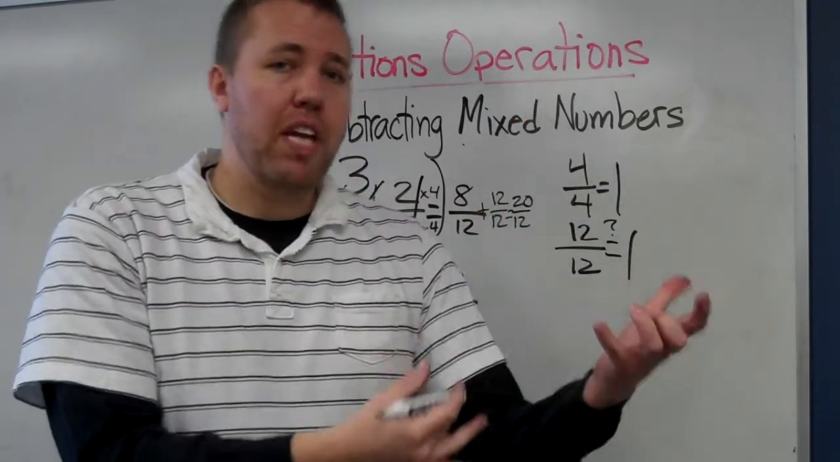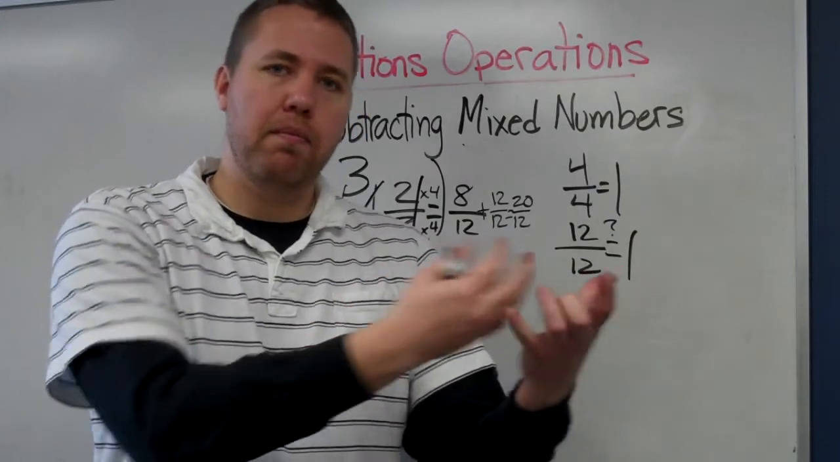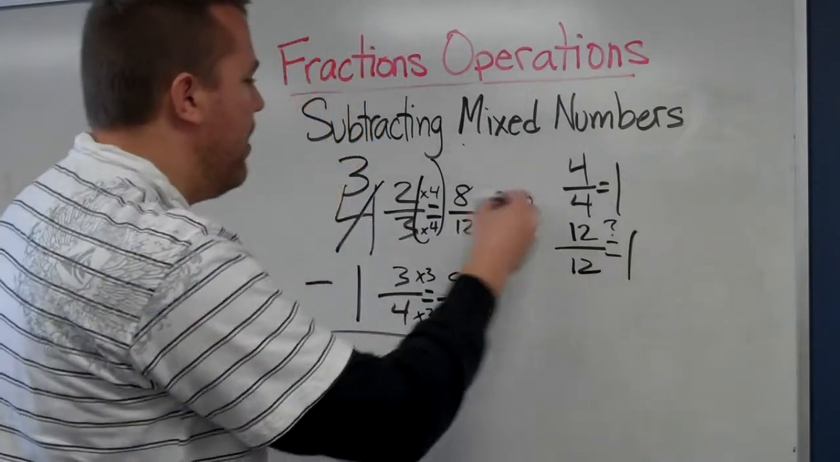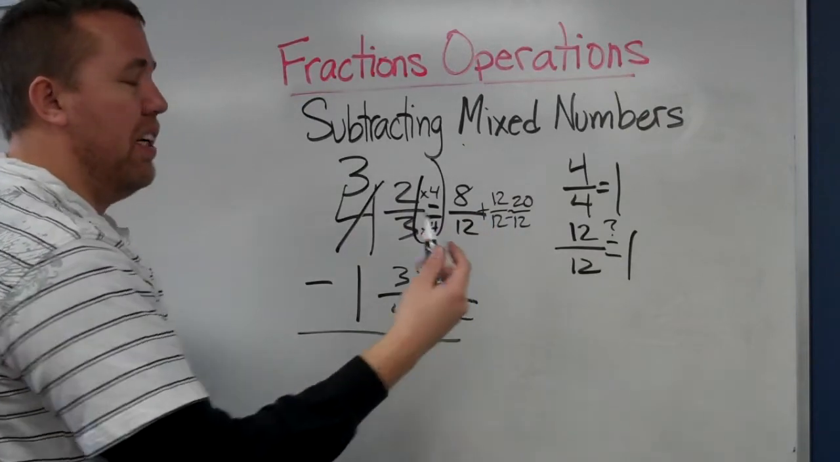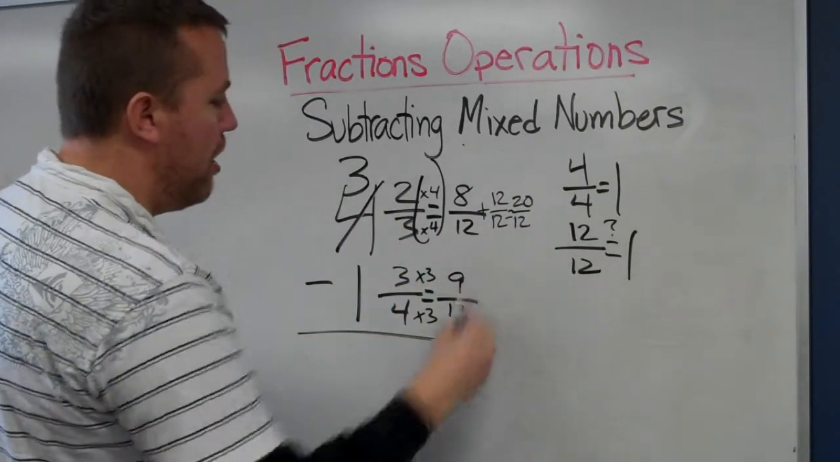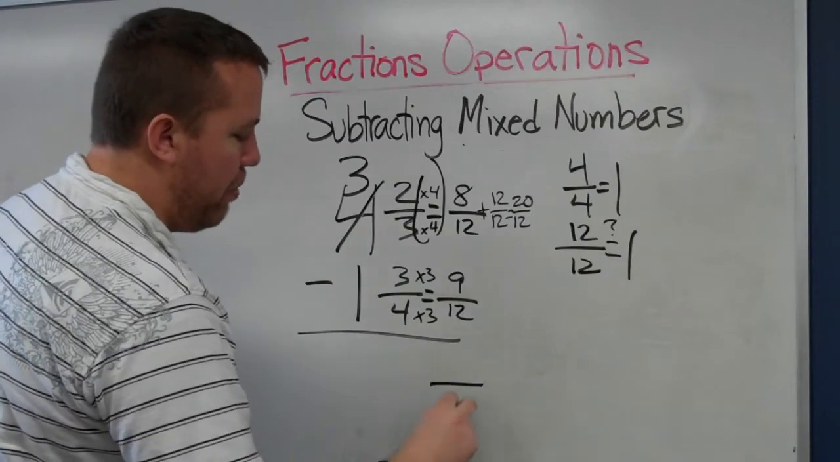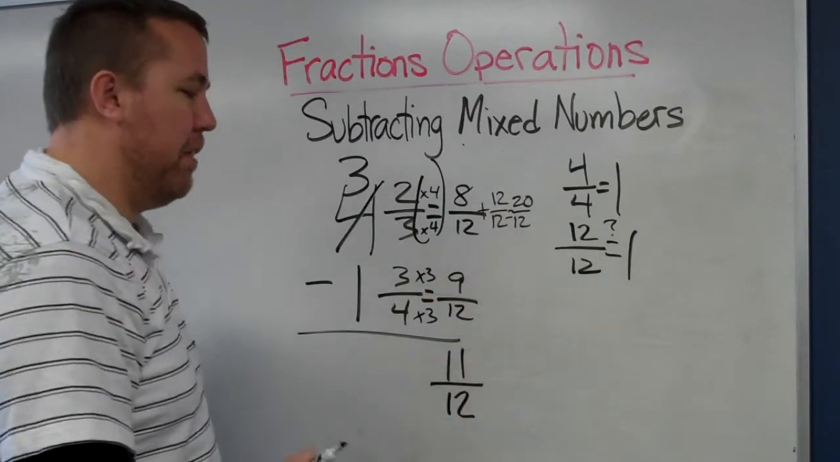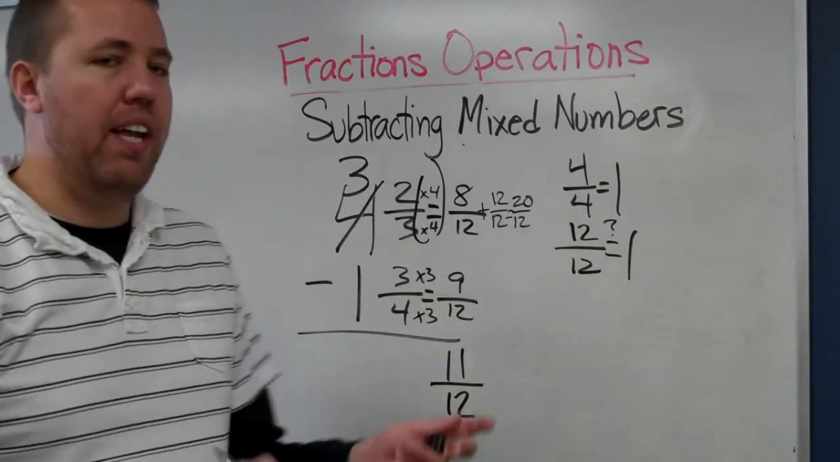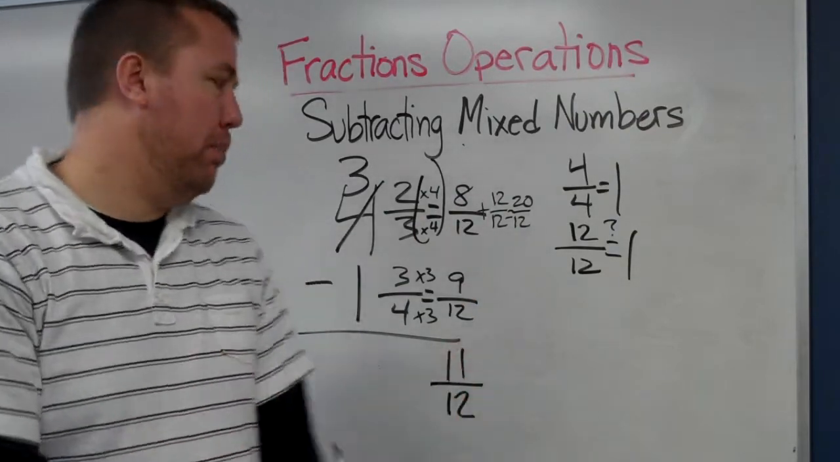Okay, so if I have 20 of something, can I take out 9? Of course I can. So now I have 3 and 20 twelfths. Take away 1 and 9 twelfths. And I'm still just focusing on the fractional part. 20 twelfths minus 9 twelfths is something twelfths. 20 minus 9 is 11. Okay, that's simplified. I'm done with the fractional part.